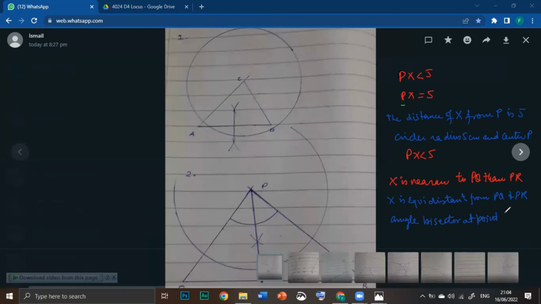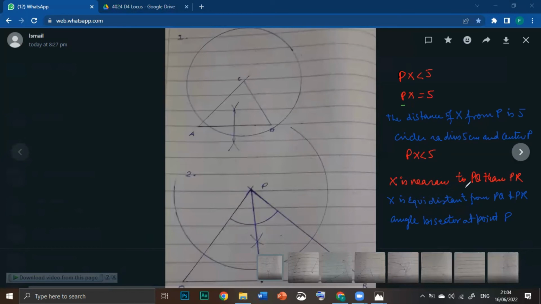Yes, sir. So the angle bisector should be at point P, in angle QPR. At which point should the angle bisector be? Which point is common? Sir, at P. Yes, point P is common to both. So the angle bisector is at point P. It is already drawn. Now we will switch back to the inequality sign.